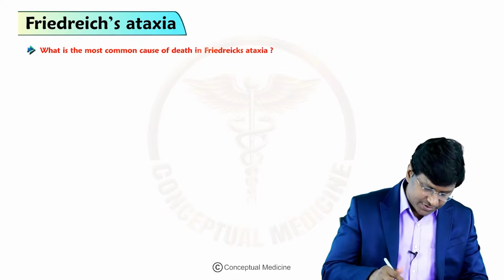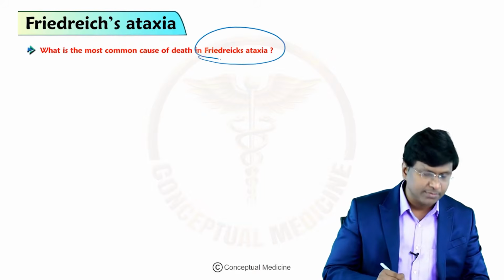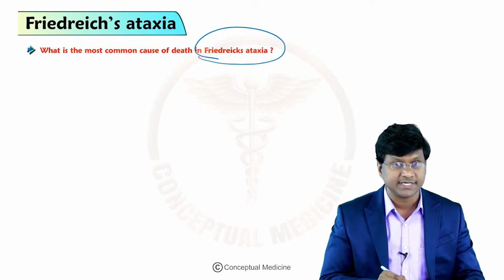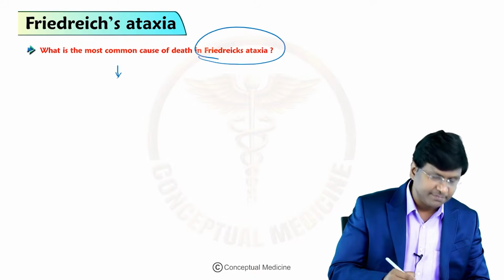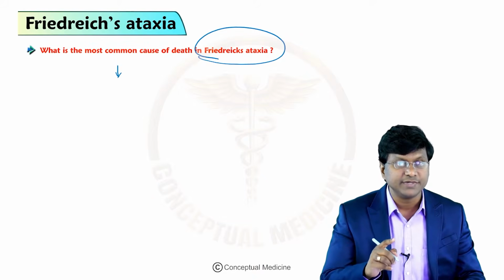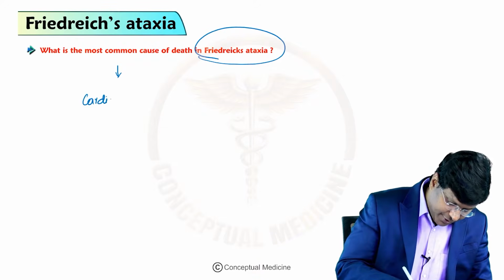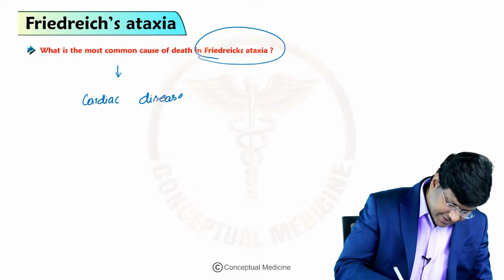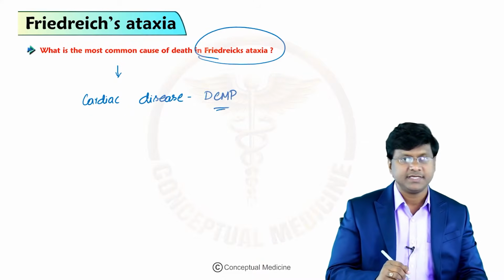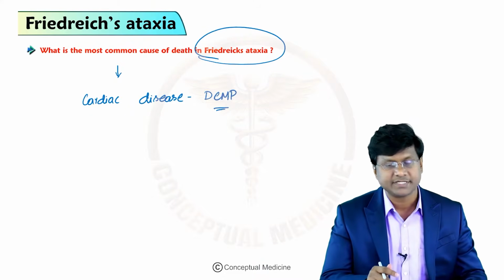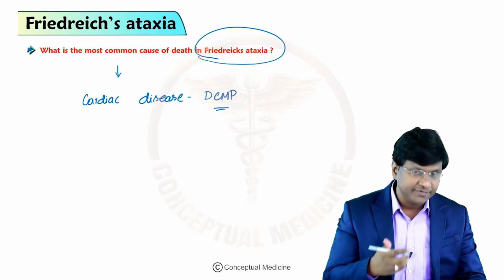Now in these patients, you need to know the most common cause of death in patients with Friedreich's ataxia. Let me tell you, it is mainly cardiac disease. I told you about cardiomyopathy, right? And what is that cardiac disease? It is dilated cardiomyopathy. Cardiomyopathy is seen in almost 90% of individuals. And what type of cardiomyopathy is that?